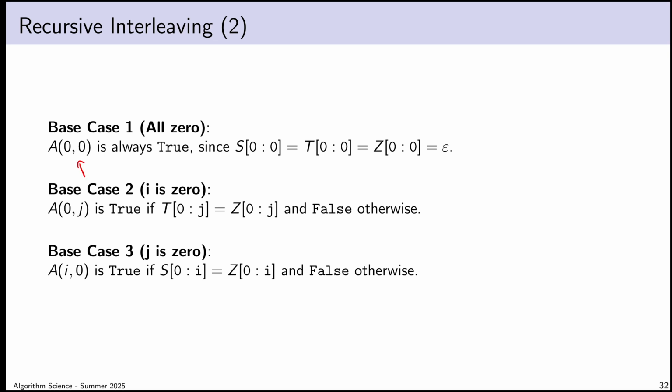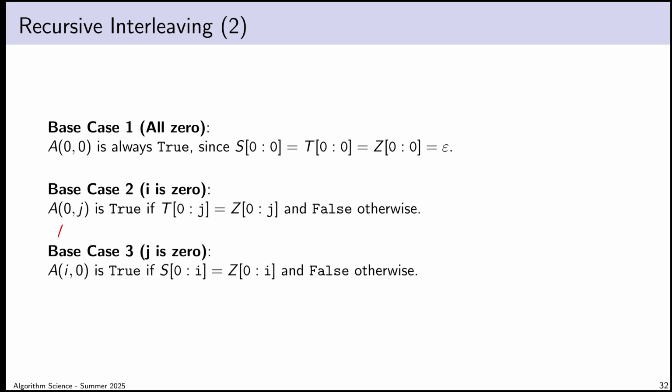So the first base case, the one that everybody would agree we have to have, is that A(0,0) is always true. A(0,0) is the question, is it possible to take the first 0 characters of S and the first 0 characters of T and create the first 0 characters of Z? And the answer, of course, is always yes, because the first 0 characters of S is the empty string, the first 0 characters of T is the empty string, and the first 0 characters of Z is also the empty string. And it's always possible to interleave the empty string and the empty string to create the empty string. So A(0,0) is always true.